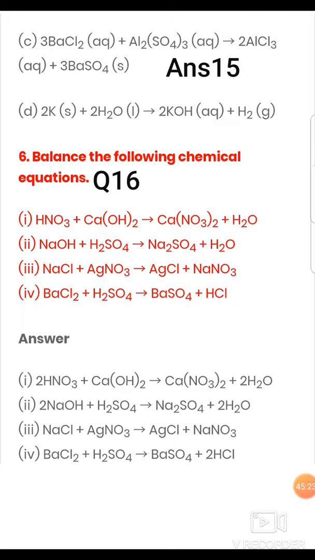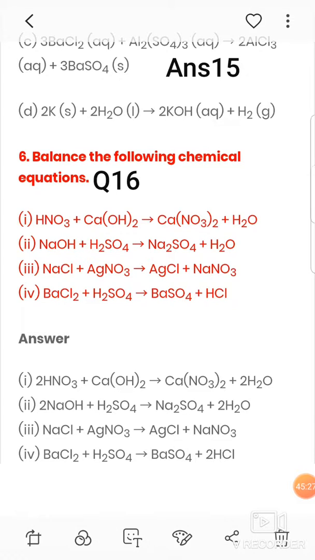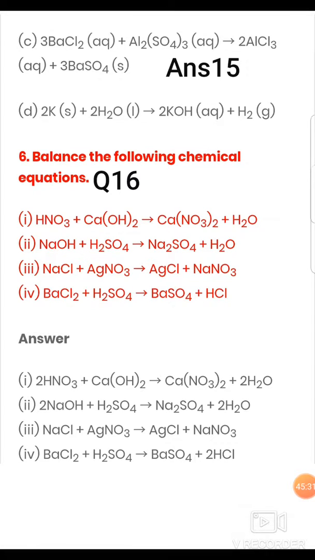Balance the following chemical equations. You can see the balanced equations here. The symbols are given. We have to just balance them. Balancing chemical equations is very easy. Learn the symbols and the names of the symbols.